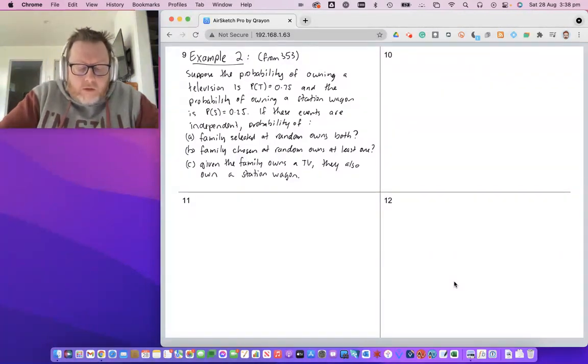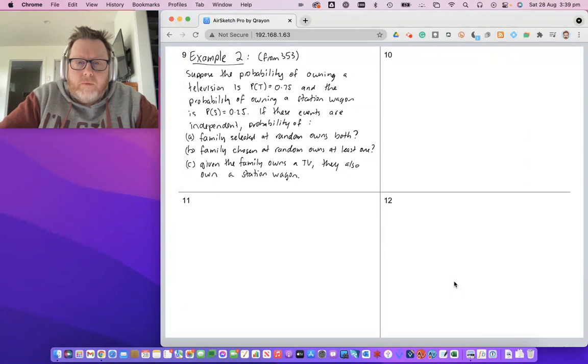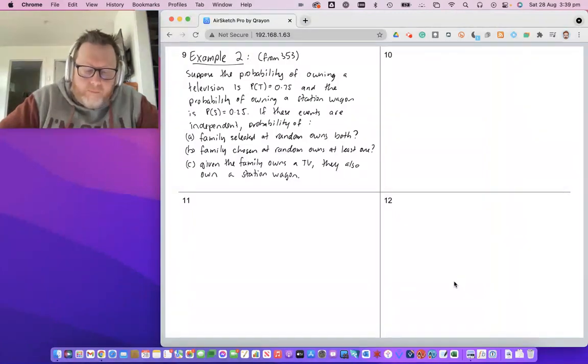So the question is, suppose the probability of owning a television, in the textbook it says that a family owns a television, is 0.75, and the probability of owning a station wagon, the event own a station wagon being S, is 0.25. If these events are independent, find the probability of, and then there's a couple of questions there. So let's go through them one by one.